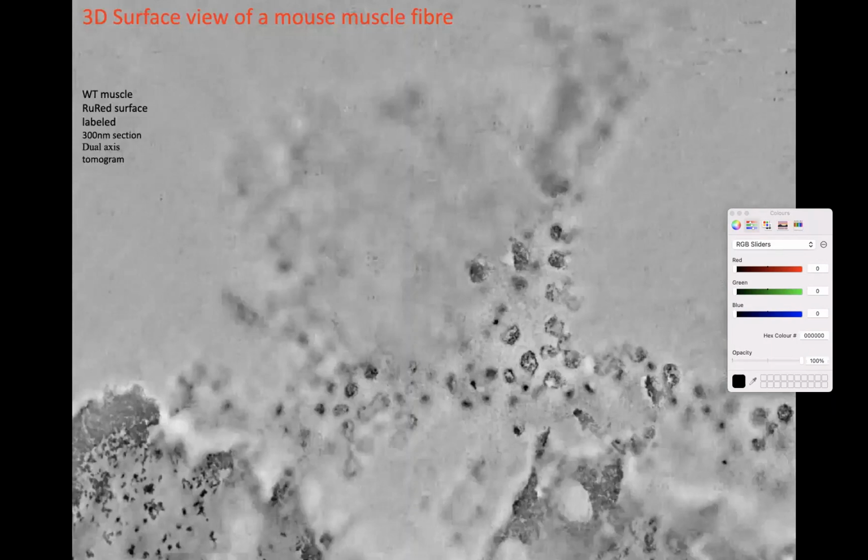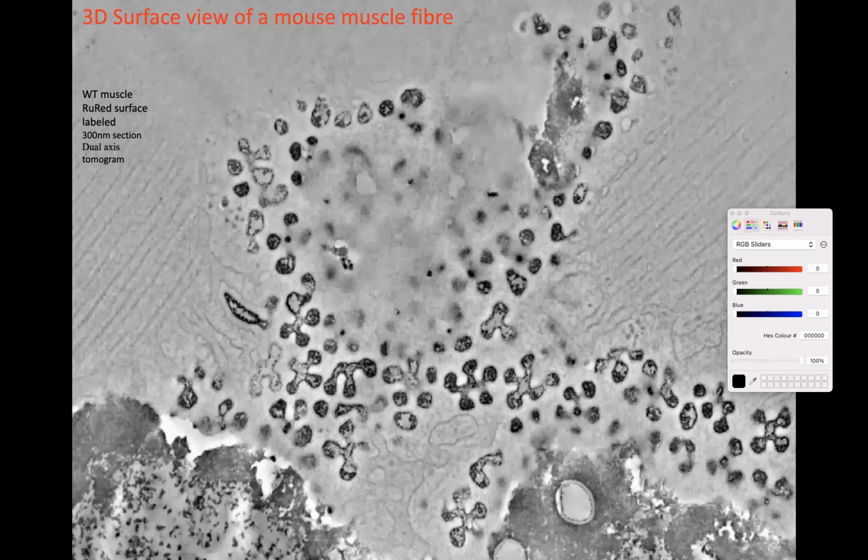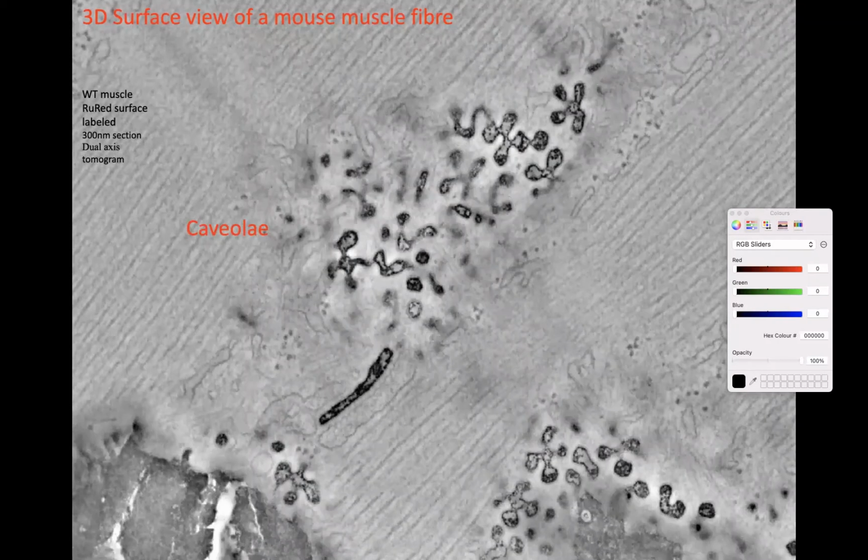And this is a tomogram. It's a 300 nanometer section. I'm just going to run through it, and I'll point out a couple of things. But what we're starting from, we're sort of outside the cell. We've labeled the surface with electron-dense marker. As we go through, we can now see all these caveolae in this complex arrangement.